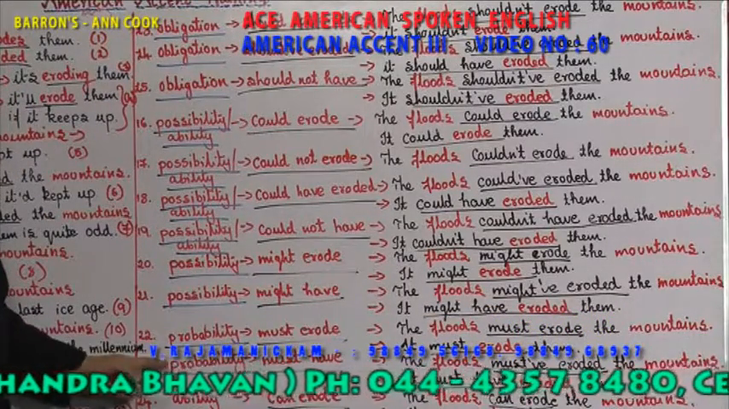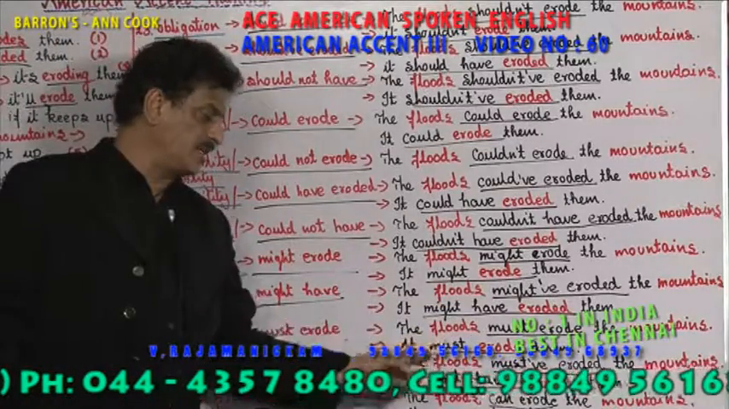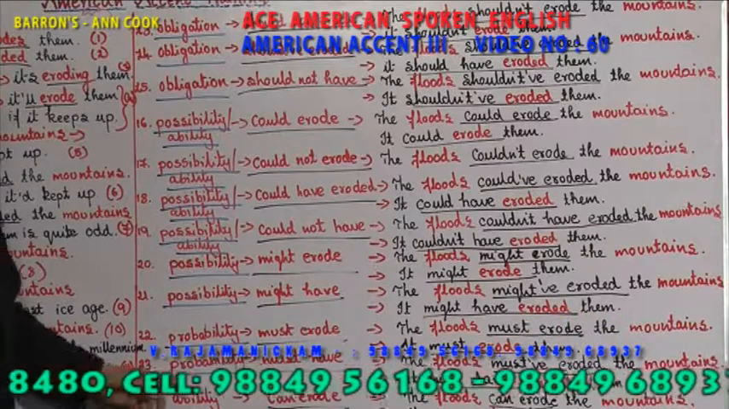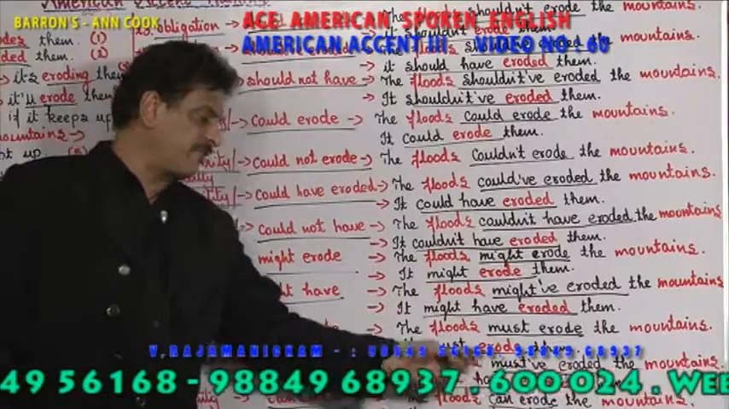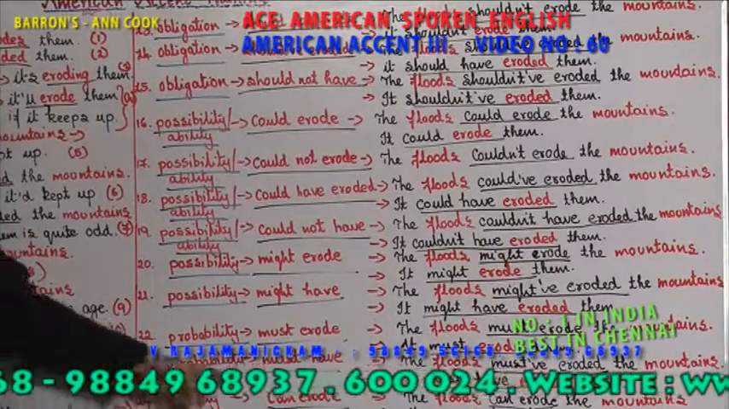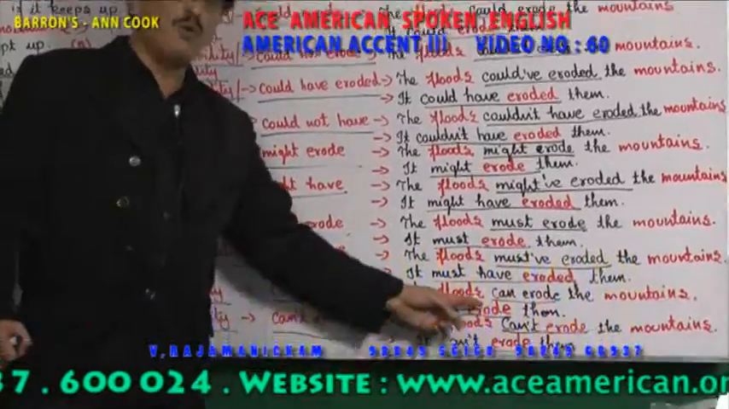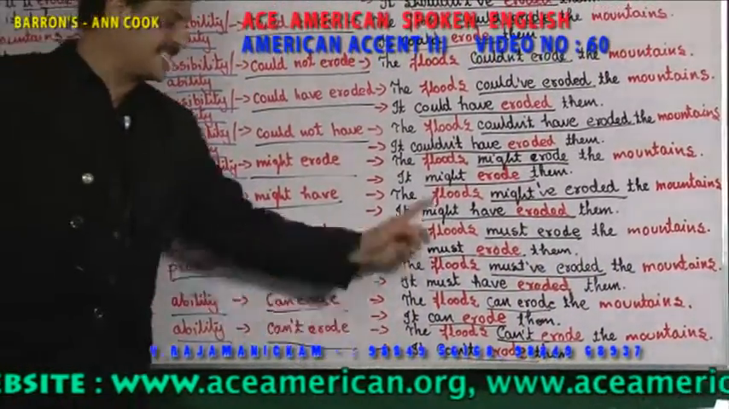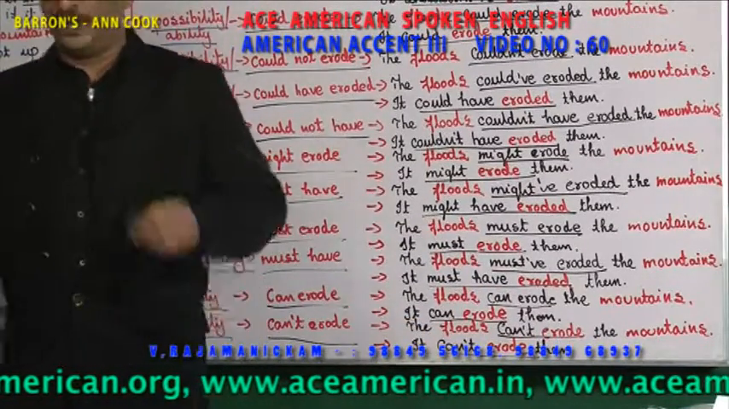Next, probability: must erode. The floods must erode the mountains. It must erode them. Now possibility: must have. The floods must have eroded the mountains. It must have eroded them. Now ability: can erode. The floods can erode the mountains. It can erode them. Ability: can't erode. The floods can't erode the mountains. It can't erode them. Got it, sir?